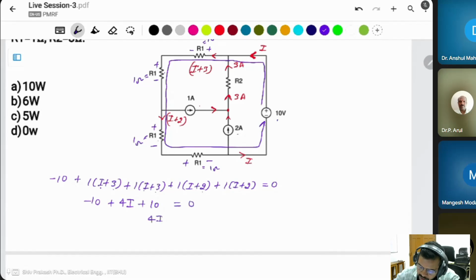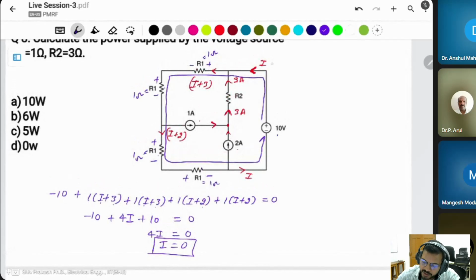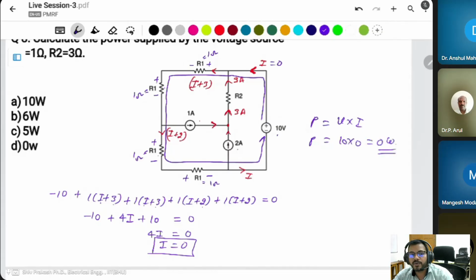Then 4I is equal to 0, so I is equal to 0. It means this source current is 0. Power is equal to V into I. V is 10, I is 0, so it is 0 watt. This voltage source does not deliver any power to this circuit. Only these two current sources supply the power to the whole circuit.